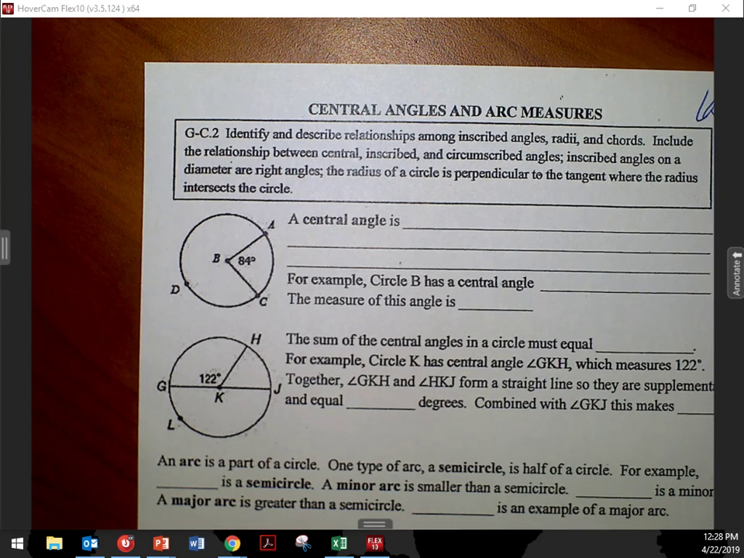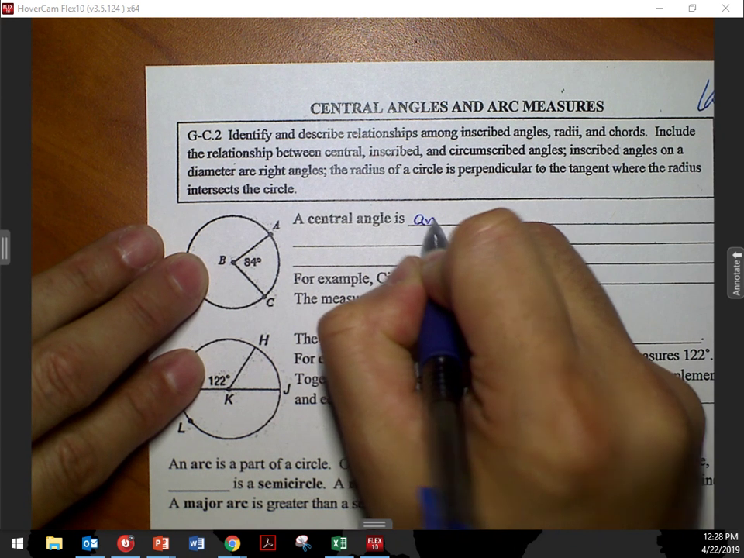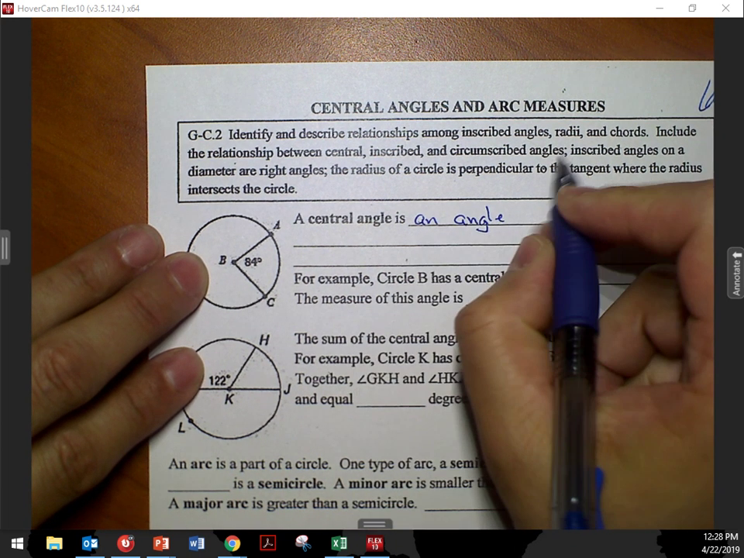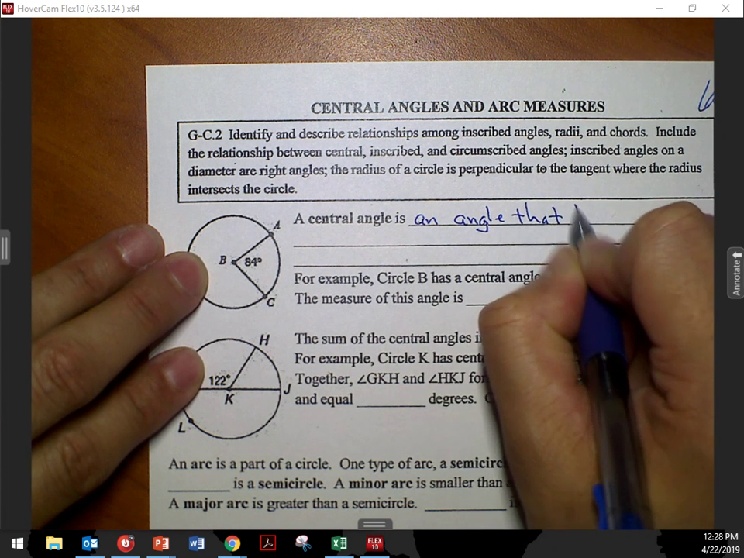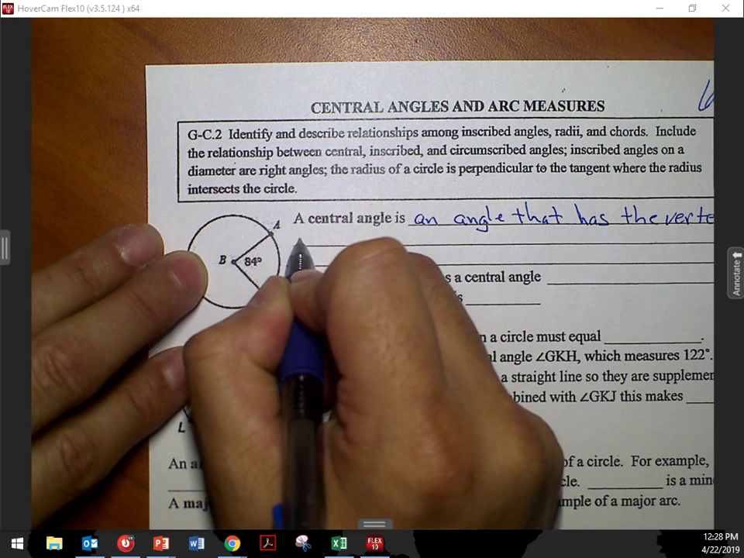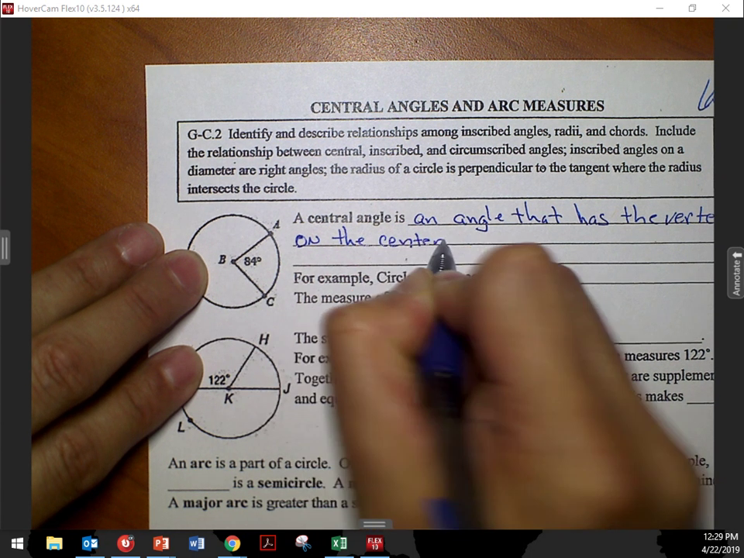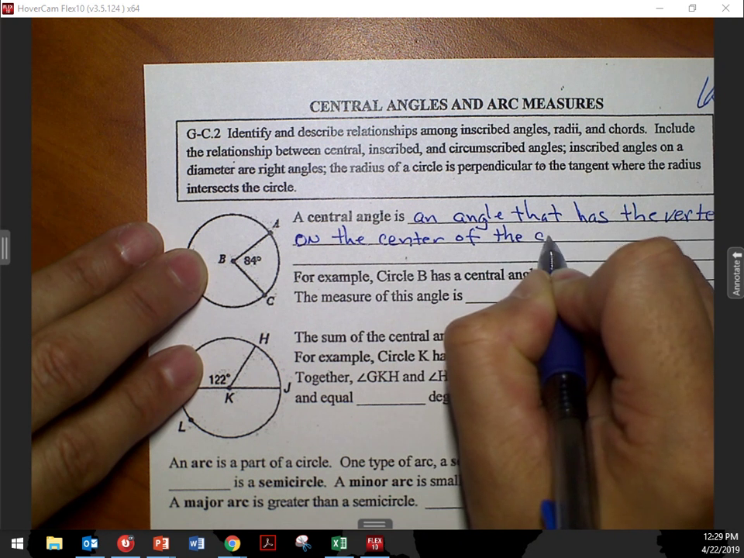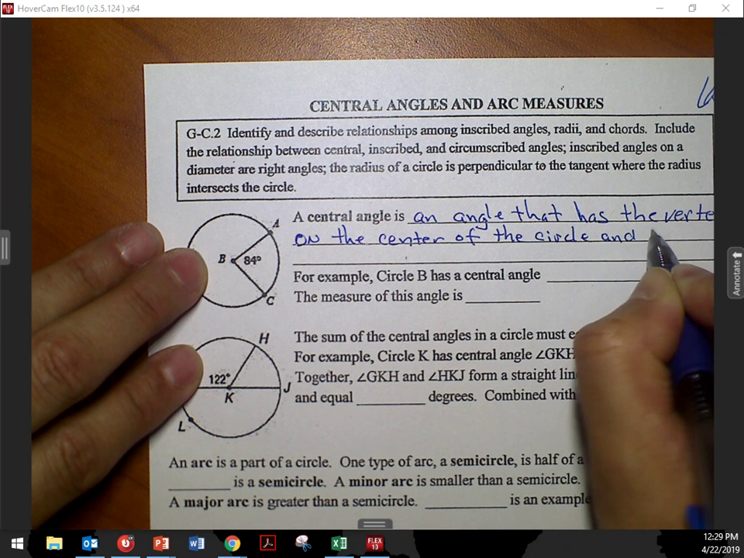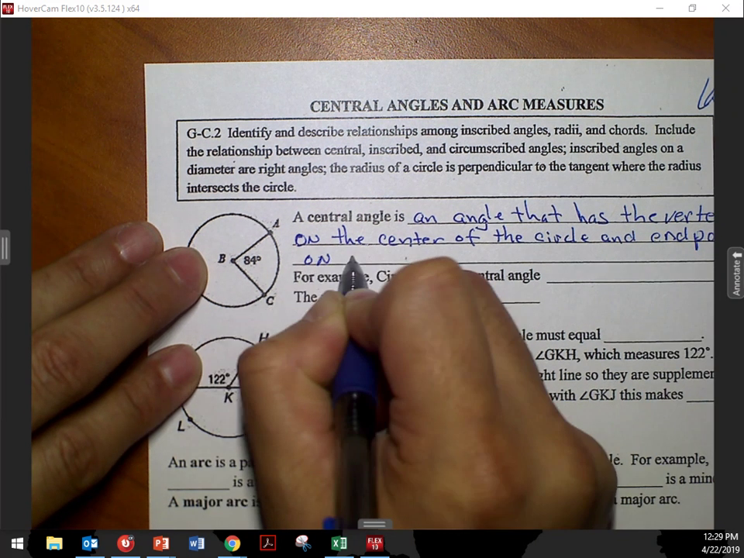And if you guys did your vocabulary notebook, remember the little vocabulary book I gave you with all the pictures and stuff that you're supposed to add to? Okay. So, a central angle is an angle that has the vertex on the center of the circle and endpoints on the circle.